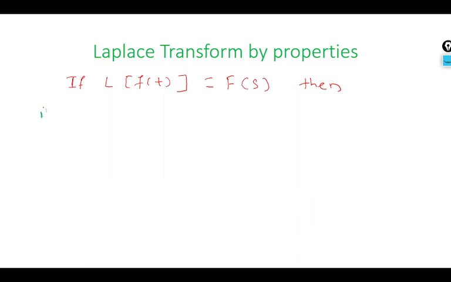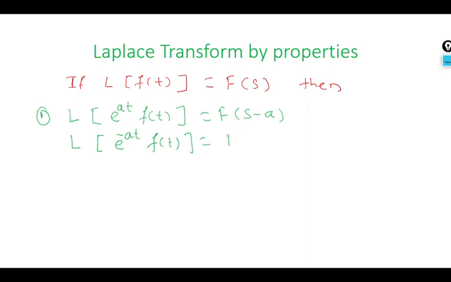So for the first shifting property, we have the Laplace of e raised to at into f of t as F of s minus a. Not only this, by chance, suppose you come across Laplace of e raised to minus at into f of t, then you can write it as F of s plus a. So this is the first shifting property.